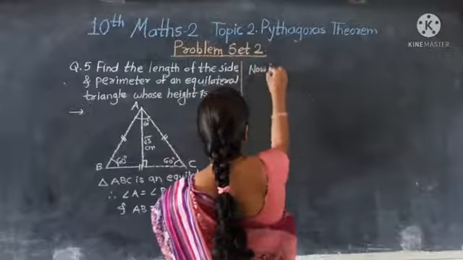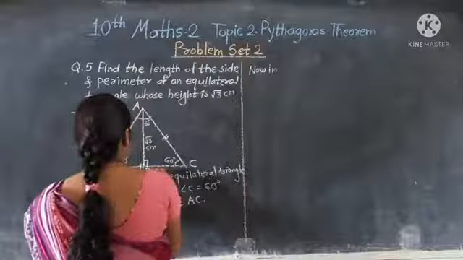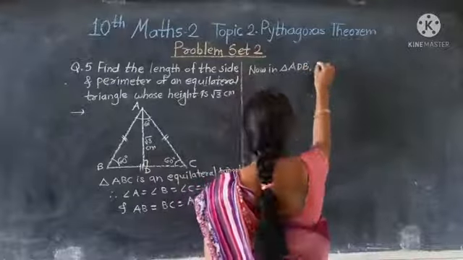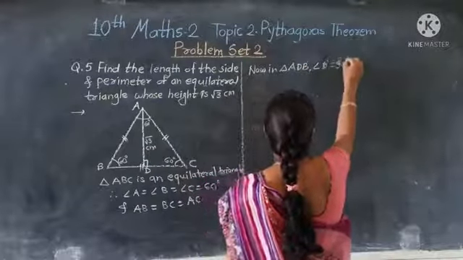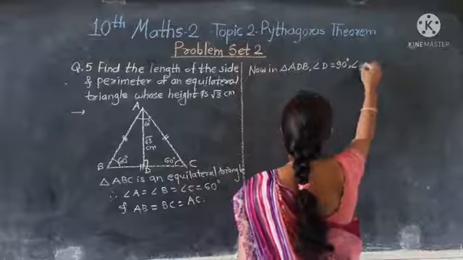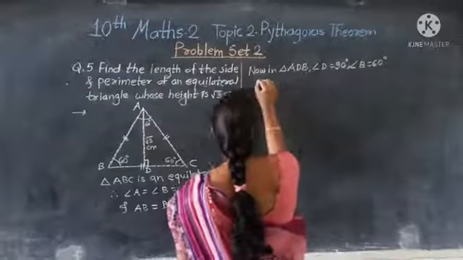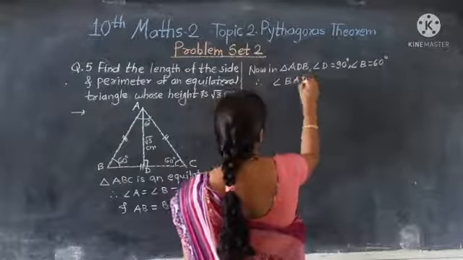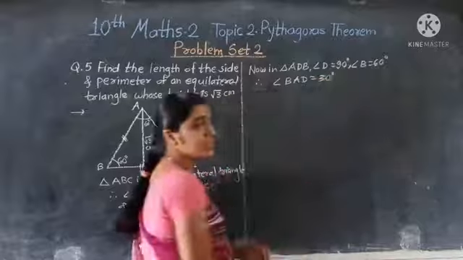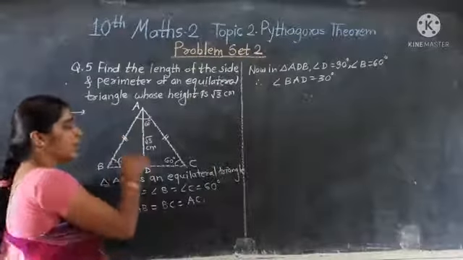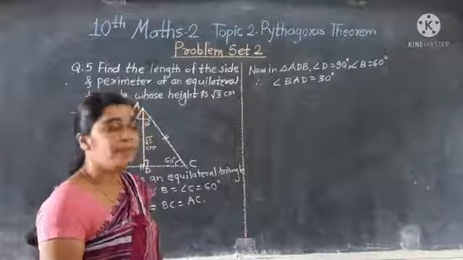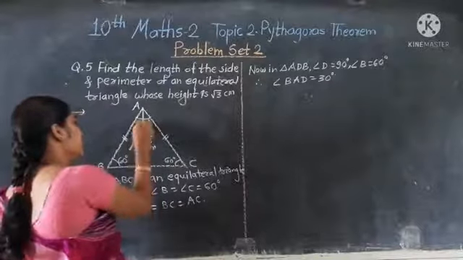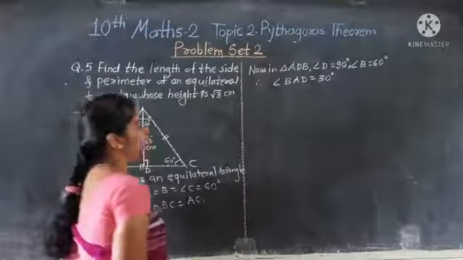Now in triangle ADB you observe angle D is 90 degrees, angle B is 60 degrees. Therefore angle BAD, because the sum of all angles of the triangle is 180 degrees, we get angle BAD as 30 degrees. So this triangle is a 30-60-90 triangle.